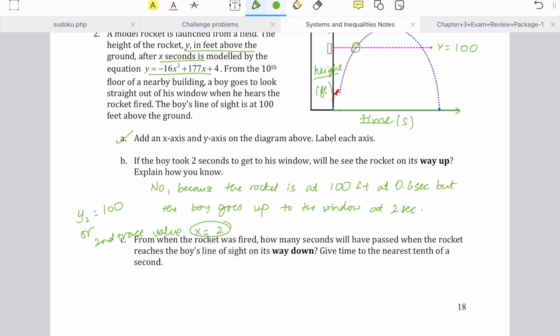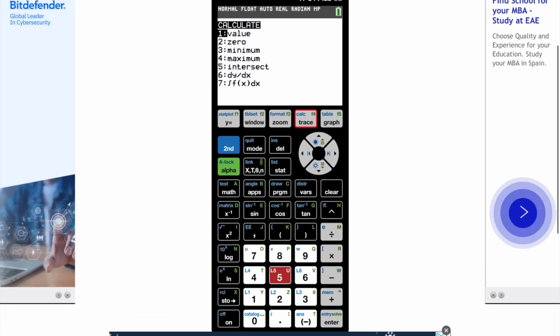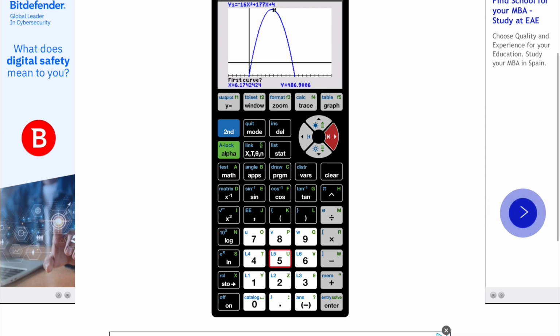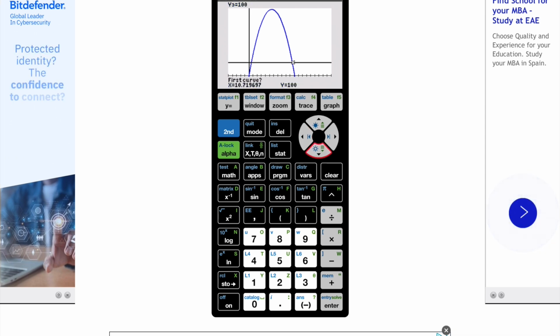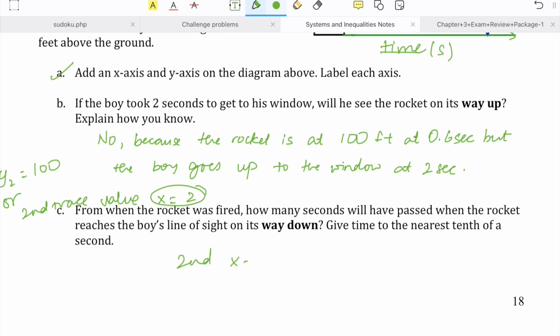Part C says from when the rocket was fired, how many seconds will have passed when the rocket reaches the boy's line of sight on his way down? So we already figured that out when I was doing the point of intersection for the first one, right? So second trace 5, same thing, you just go closer to your second point of intersection. It's your line, and it's 10.5 seconds. So it'll be your second x intersection, which is 10.5 seconds. Easy, right?